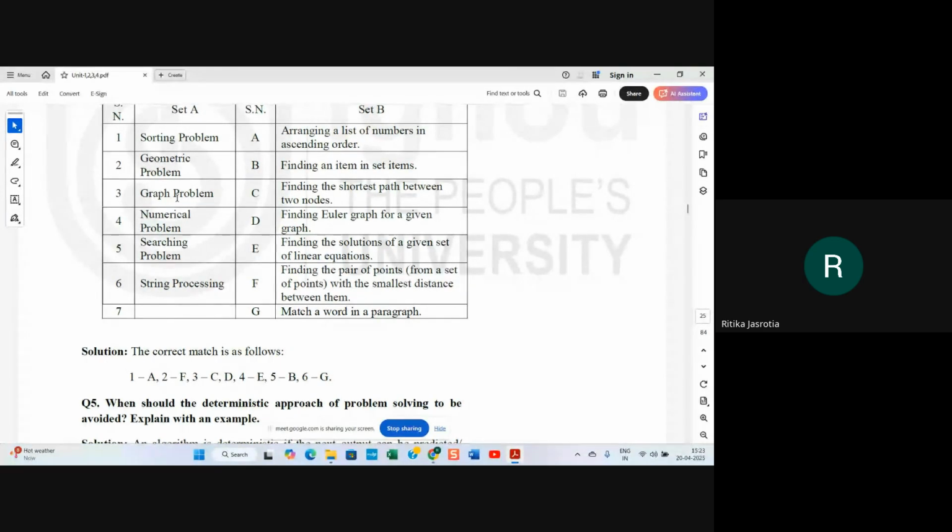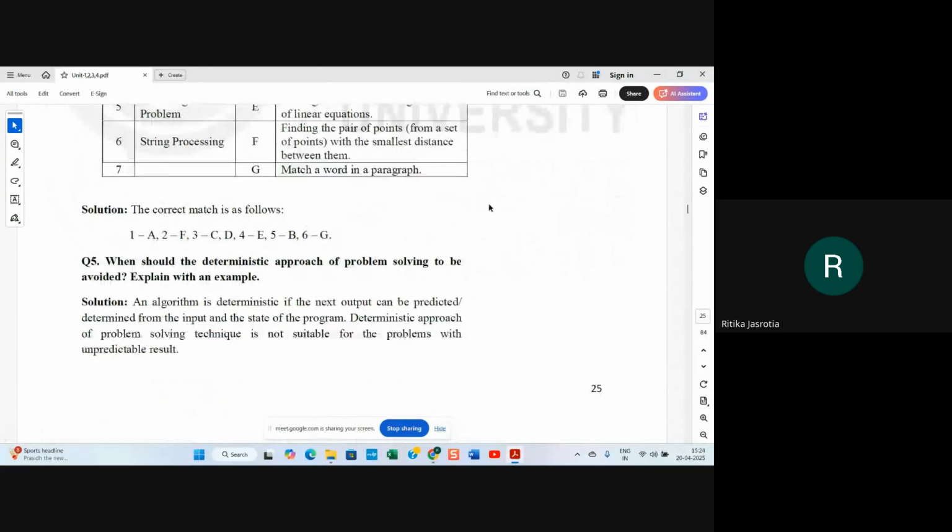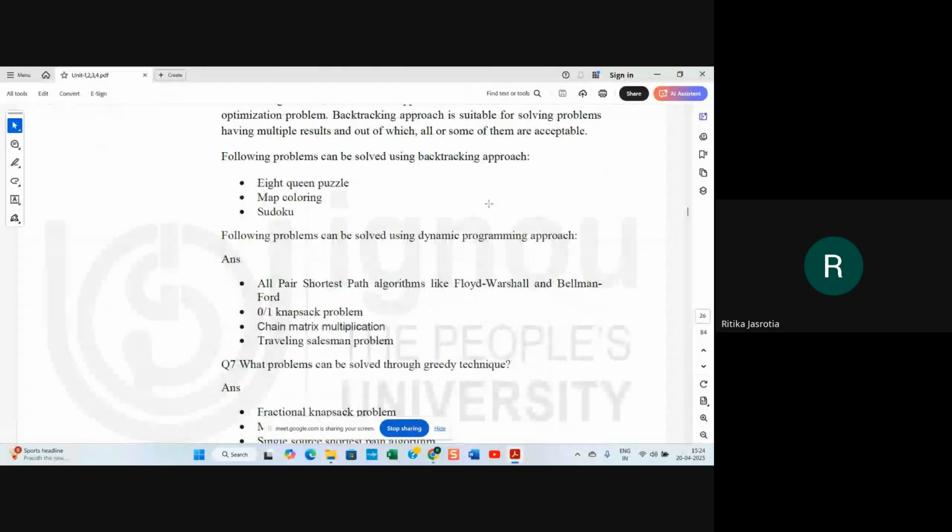Then the graph problem will be finding the shortest path between two nodes, and the numerical problem will be finding the solution of a given set of linear equations. That will be numerical. Searching problem will be finding an item in a set of items, right? And string processing will be matching a word in a paragraph. So this kind of matching they are talking about, right? So you can read the questions which are given here.